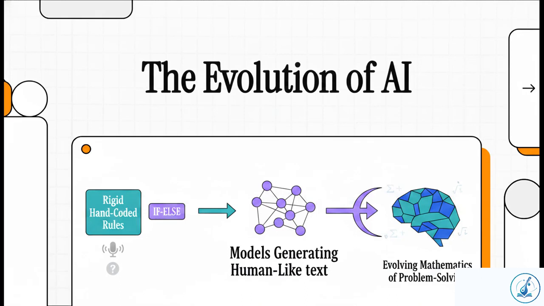All right, let's jump right into this explainer. We're going to trace the incredible evolution of AI, going all the way from rigid hand-coded rules to the models we have today generating human-like text.